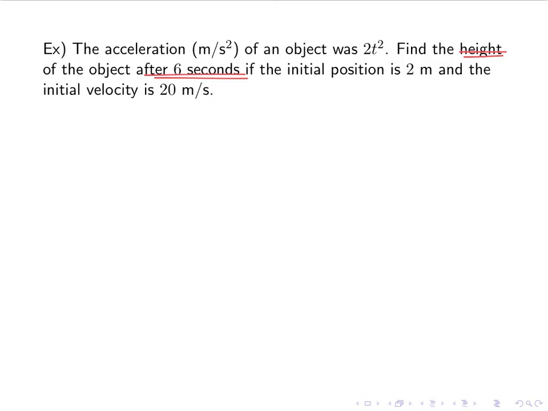So this involves acceleration, height, and velocity. So this involves all 3. So I'm going to have to actually do 2 integrals here. The first, I'm going to integrate the acceleration to find the velocity. Then I'm going to integrate the velocity to find position, or in this case, height. So I start with velocity is the integral of acceleration, which was 2t squared dt. I'm going to have 2/3 t cubed plus c.